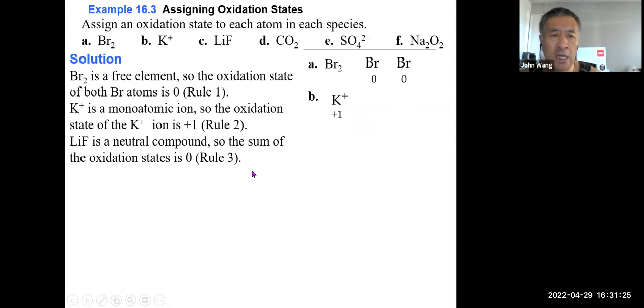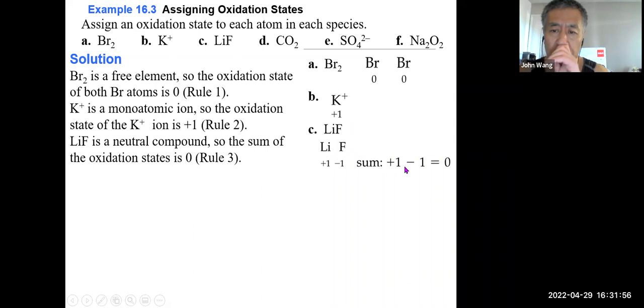Then this next one is not a free element, it's a compound. So we cannot use rule one or rule two to get the answer. We have to go to rule three. Rule three tells you all the oxidation numbers added together should equal something. The question is about a neutral compound, so adding all the numbers together equals zero. So we first give Li plus one, then the fluorine will be negative one.